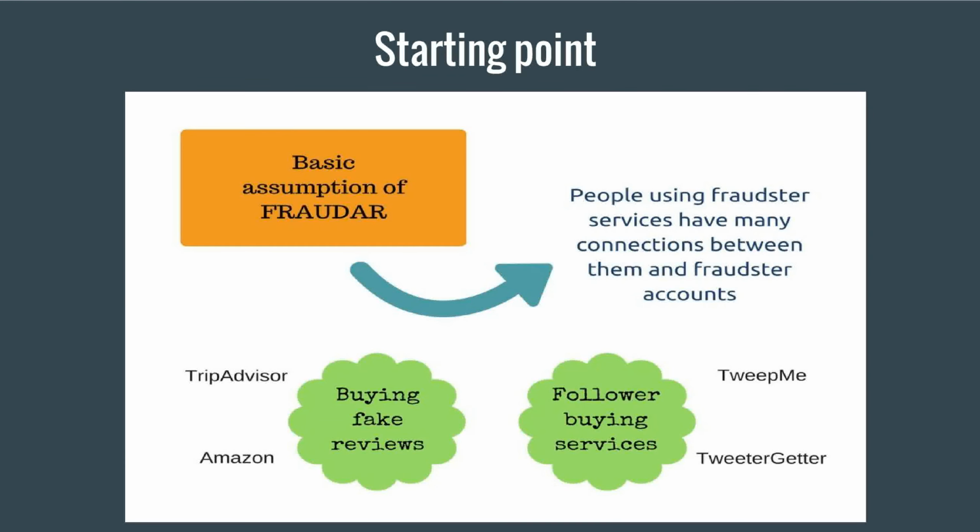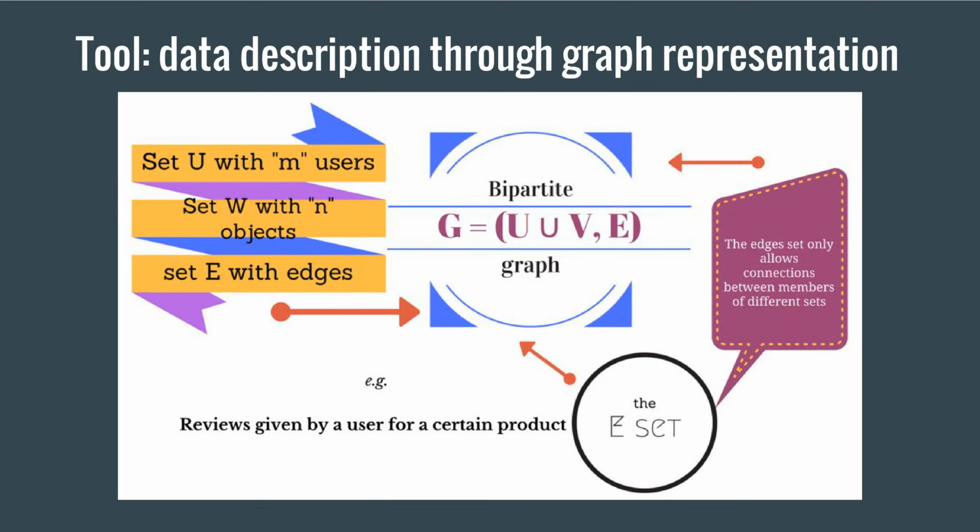People buying fake followers or reviews have many connections between them and the hired fraudster accounts. A review given by a user for a certain product establishes a connection or an edge between them. Say we have a bipartite graph with E edges and V vertices where one set is the users and the other set is the objects.